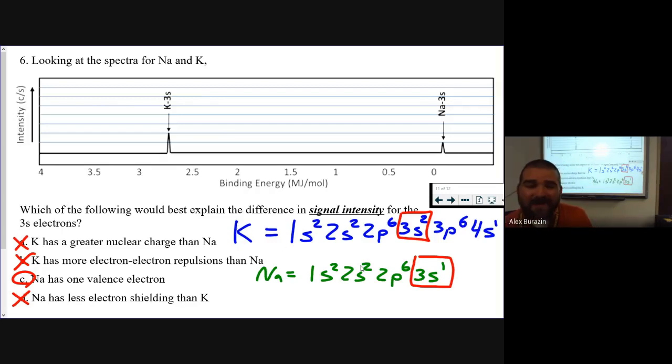But anyway, this is what matters, right? The height of the peak is always the total number of electrons. 3s for potassium is that high because it has 2. 3s for sodium is that high because it has 1. It's half the height of the potassium one. Okay, I hope that makes sense. Again, the correct answer isn't the best explanation that can be given, but I hope my explanation makes sense.